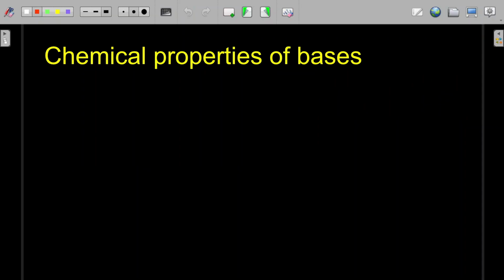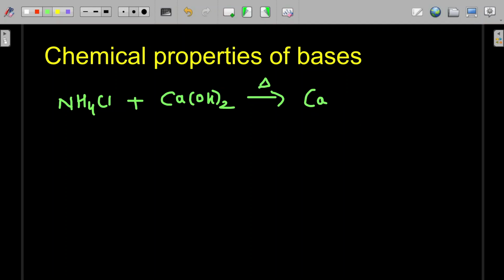Chemical properties of bases, we don't have much. We have a lot of things which we're going to cover in the next part. For example, when you take ammonium substances, this is nothing but the laboratory preparation of ammonia gas, and you treat it with an alkali, sodium hydroxide, potassium hydroxide, or calcium hydroxide under heating, you will get salt, water, and ammonia gas. Salt here is CaCl2, water, and ammonia gas. This is one reaction.